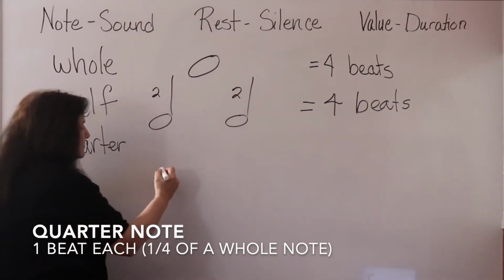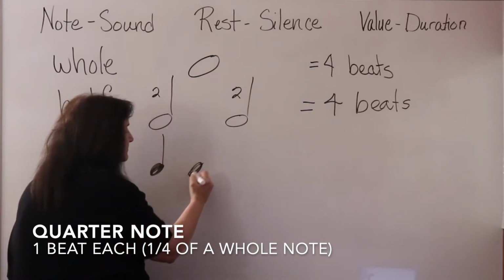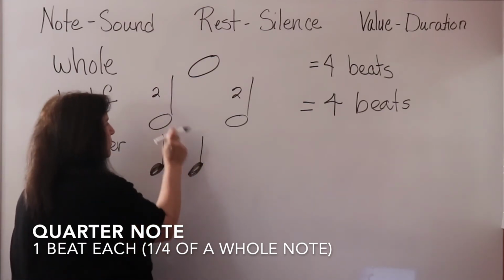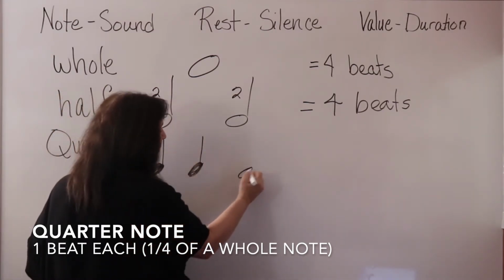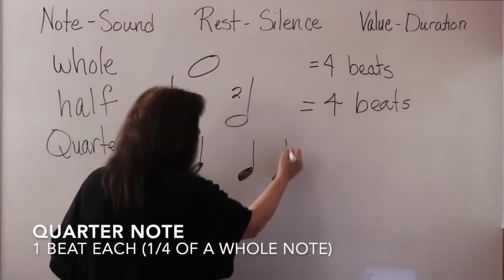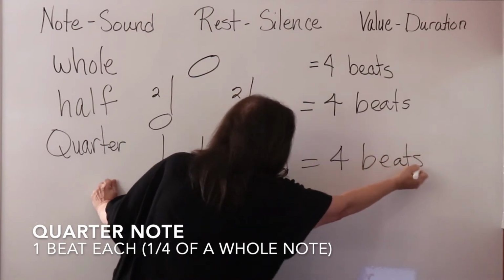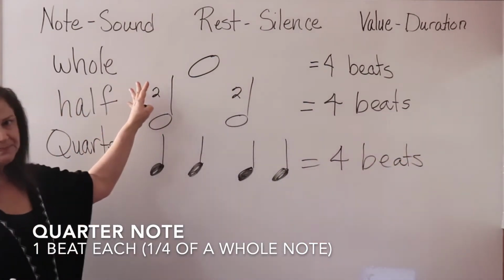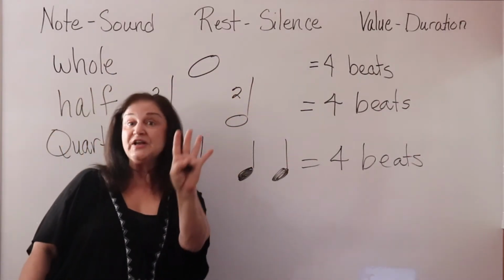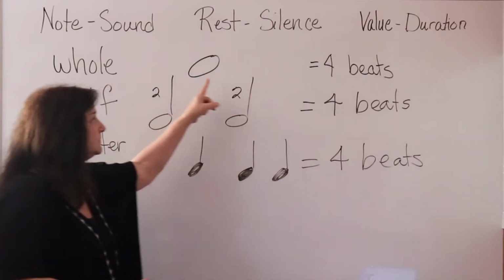And a quarter note is a filled-in note head with a stem. And we have two of those equal to a half note. And altogether, they too will equal 4 beats. I'm writing this out because we oftentimes play in quadruple meter. Remember, music in 4 counts. 1, 2, 3, 4. Okay?